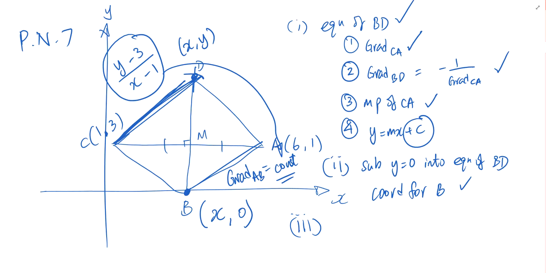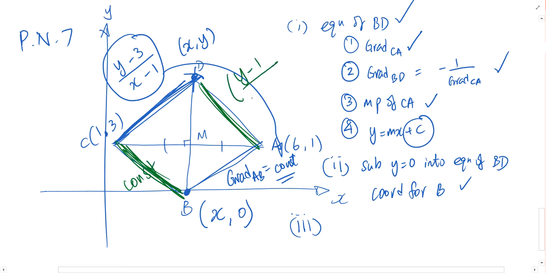Yes, we can find the equation of BC as well as AD. Then you get another constant over here. Then you have another y minus 1 over x minus 6. And these two are equal. So you have two equations, two unknowns to solve for point D. Alright? That is how it can be done. But there's another way. Much easier.